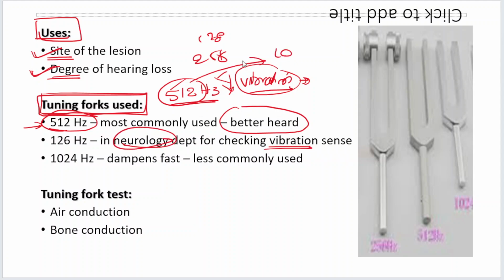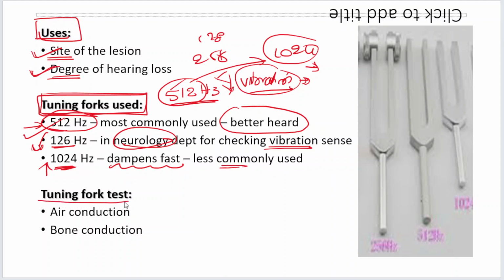Above 512, that is 1024, these tuning forks dampen very fast. The moment you vibrate it on your elbow or on the sole of your foot, within a very few seconds they will get dampened. The patient needs some time. For the first time the patient is listening to this, for him to understand what is happening, it takes some time. So if it dampens very fast, it will be very difficult to get a response from the patient. So 512 is the most commonly used. Less than 512 has more vibration sense, and more than 512 dampens very fast, so they are less commonly used.